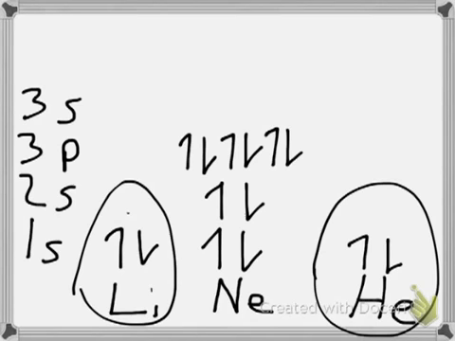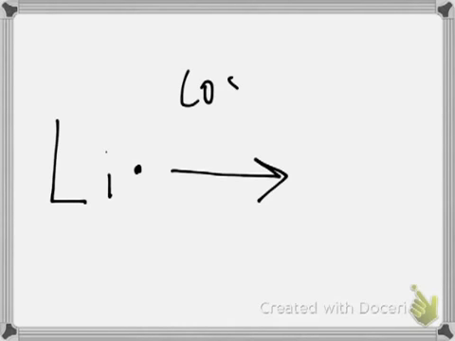Now we can show this loss of an electron with our electron dot structures. So this is how we would show that. So we have lithium right here, Li, and it has one valence electron. So what happens is we have a reaction here, and so we have a loss of one electron. And this is called ionization.